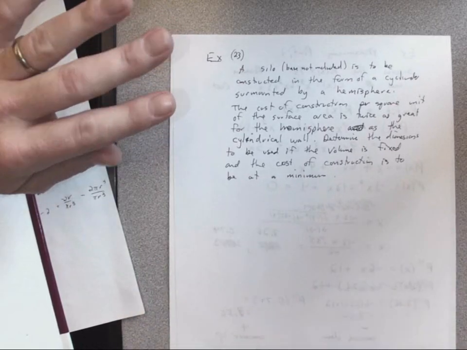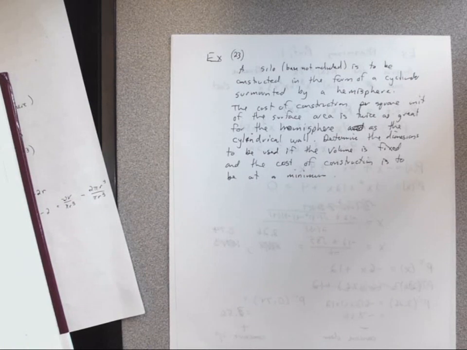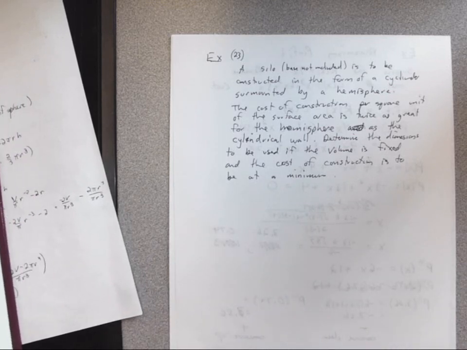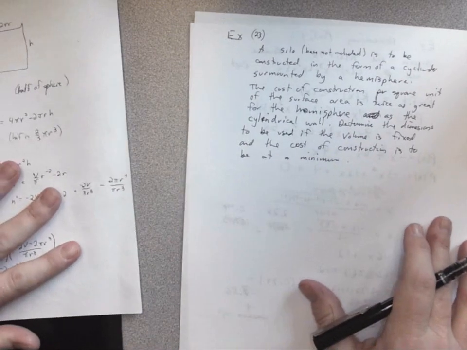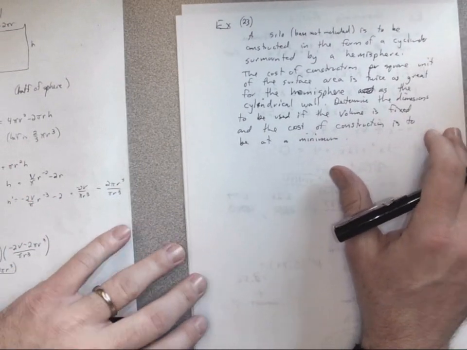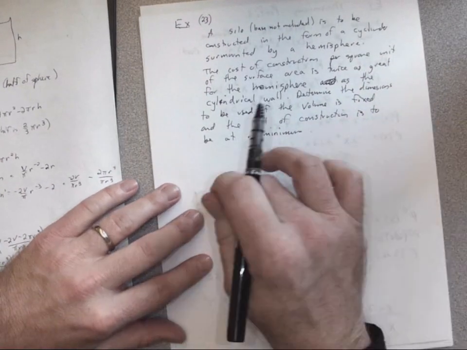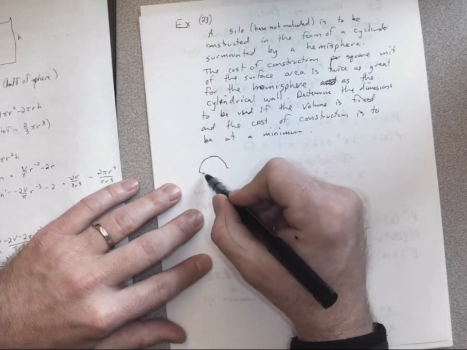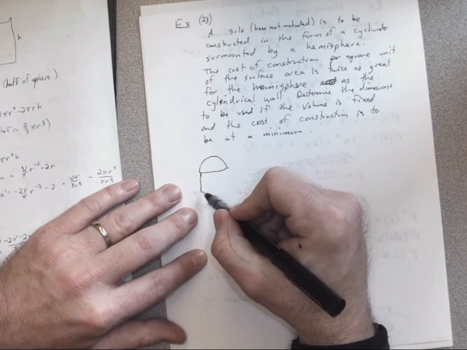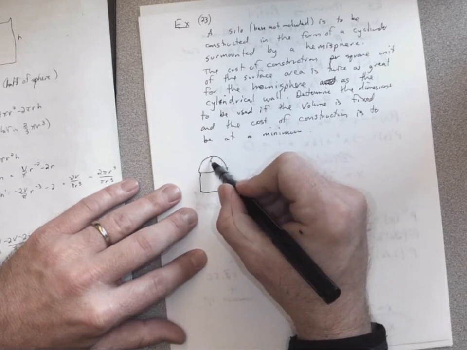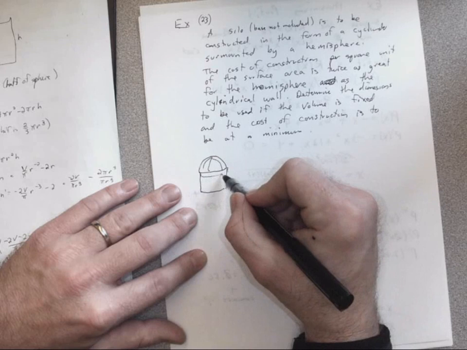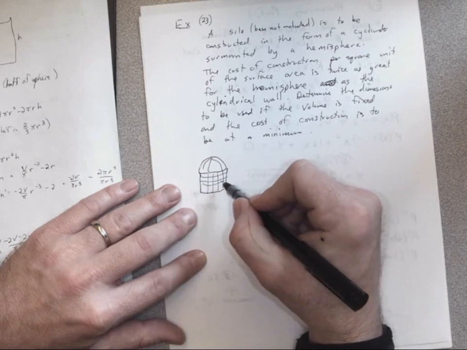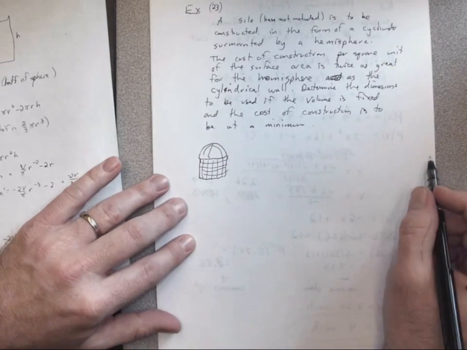Okay, so it says don't worry about the thickness. So neglect the thickness of the silo and waste in construction. So trying to simplify the problem. All right, so what we know is we have a silo. A silo is going to look like this. It has a spherical top, and then we have a cylindrical bottom. So there's our silo.